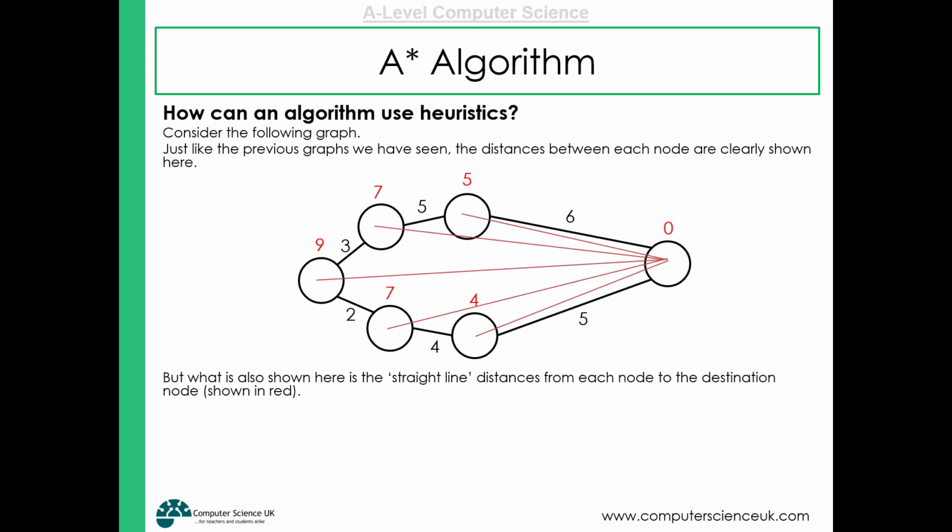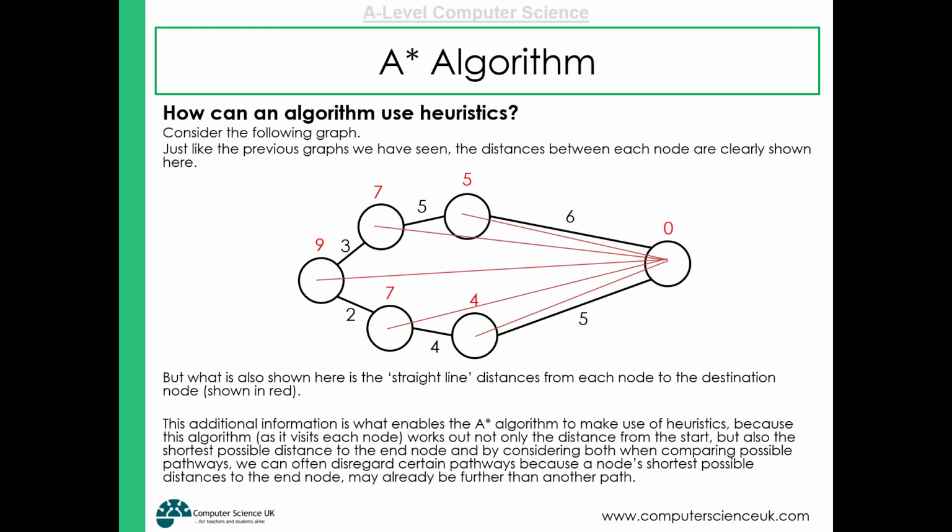But the straight line distance is used to allow the algorithm to work out that some pathways just may not be worth investigating. So they're shown in red. So above each of the nodes, you've got another number which is red, and they are the straight line distances. So why is this important?